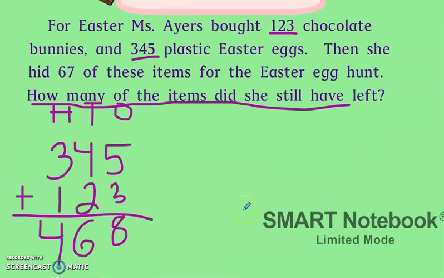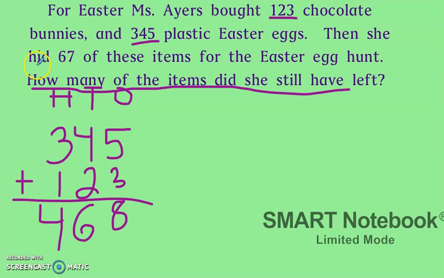So, it says, then she hid 67. What is that action word that we have there? If you said hid, you are right. If she hid those plastic items, the plastic eggs, what does that mean? Are we going to subtract or add, my friends? If you said subtract, you are right. So we always take our what? Our sum, and then we subtract it by our number that we have here in our multi-step. You got it. Let's do it.